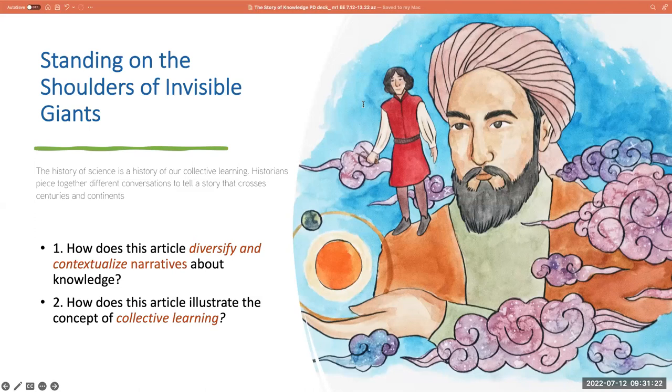And so I guess it flows into both of those: diversifying and contextualizing those narratives. We don't really talk about the extras that different cultures brought as they traveled through and migrated and all of those things. Yeah, that's such a fantastic point.